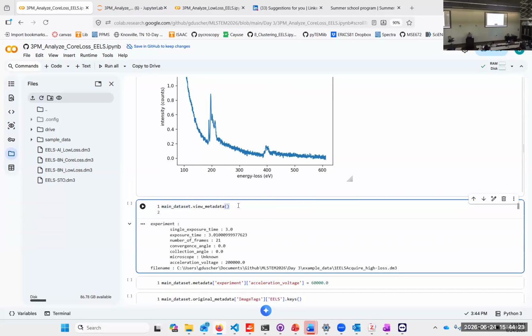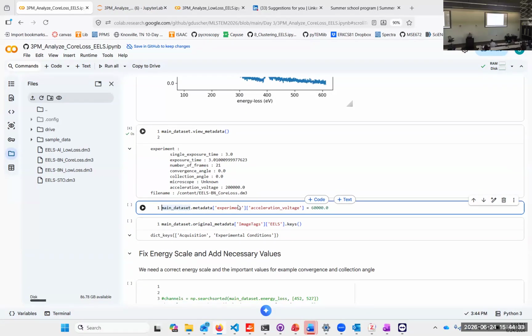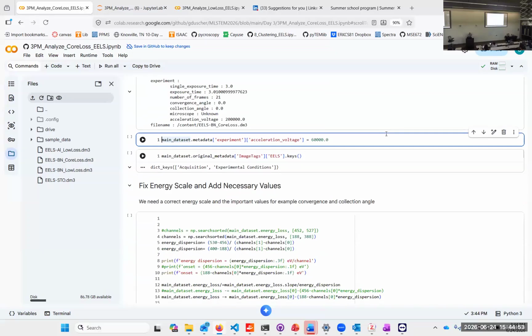If we look at the metadata, then we see a few things that are problematic. Somebody did not change the parameters, which was probably me. So we have no convergence and no collection angle. These are two parameters that we need urgently. And we need our acceleration voltage, and boron nitride was certainly not done at 200 kV. We always use 60 kV, so we have to adjust that.